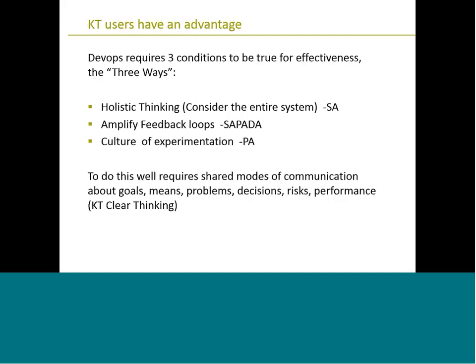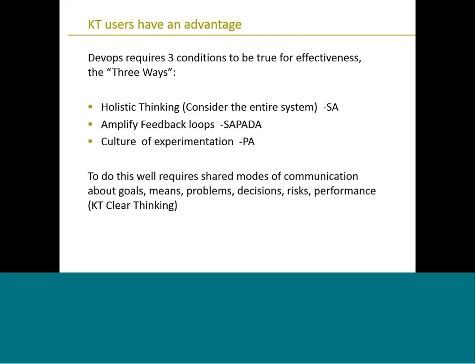Now, you all, being KT users, have a huge advantage. Even if you're not Agile exponents now, at some point in the future, you're going to be called to work in an Agile way. And DevOps requires 3 conditions to be true for effectiveness. They call it the 3 ways, and these are those 3 ways. And when you talk about considering the entire system, in other words, not just optimizing one part of the process, but considering the end-to-end value creation, SA situation appraisal is a fantastic tool for that.